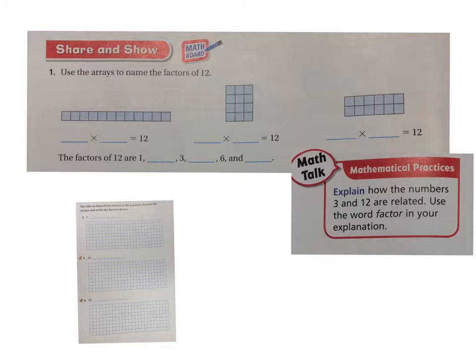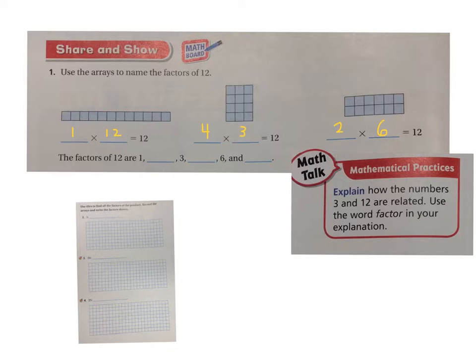So we have arrays here that they drew to help you name the factors of 12. In the very first one, how many tiles are there going up and down? 1. How many are there going across? 12. So what factor pair is that? 1 and 12. What about the next one? How many are there going up and down? 4. How many are going across? 3. So what factor pair is drawn there? 4 and 3. Good. What about the last one? How many are up and down? 2. What about across? 6. So what is the factor pair? 2 and 6.